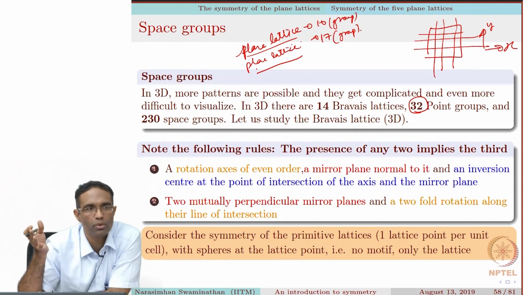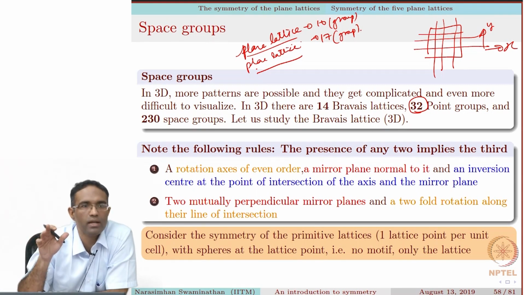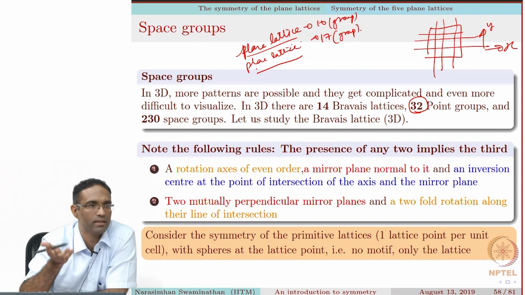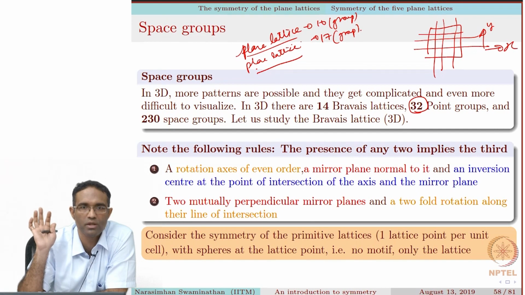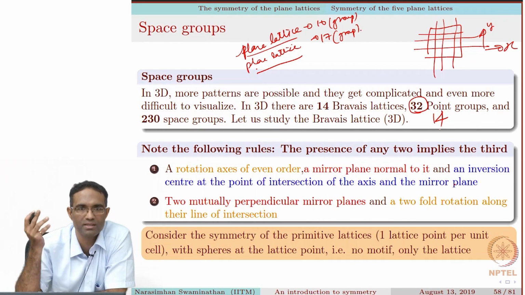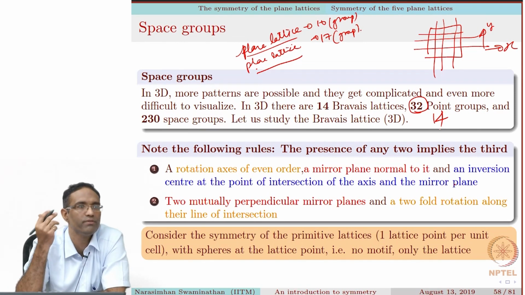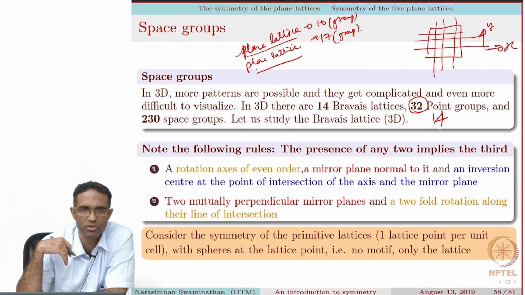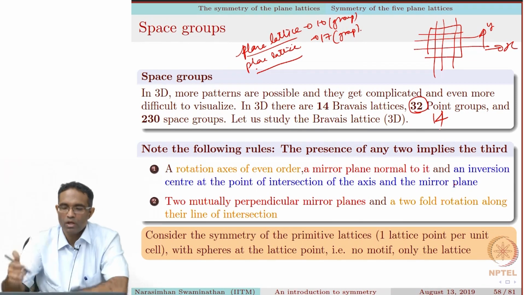Just like how we looked at plane lattices, it's a good idea to first study the symmetry associated with the Bravais lattice. So what's a Bravais lattice? The Bravais lattice is only an arrangement of imaginary points in 3-dimensional space, such that when you sit on any point, it looks exactly the same. And there were 14 such possibilities for the space Bravais lattice, and 5 such possibilities for the 2-dimensional case, right?